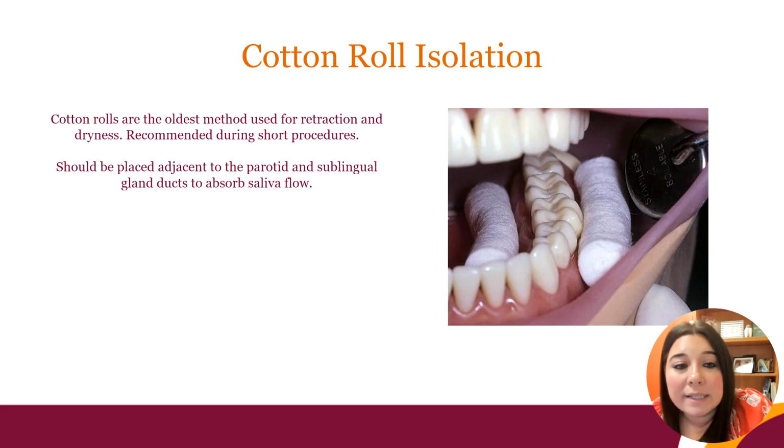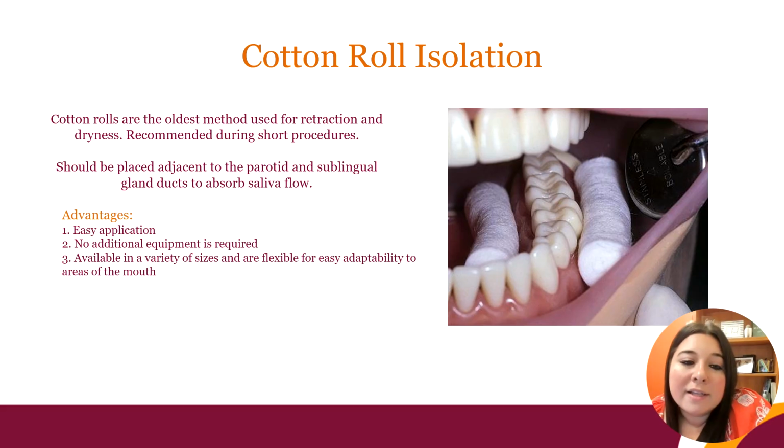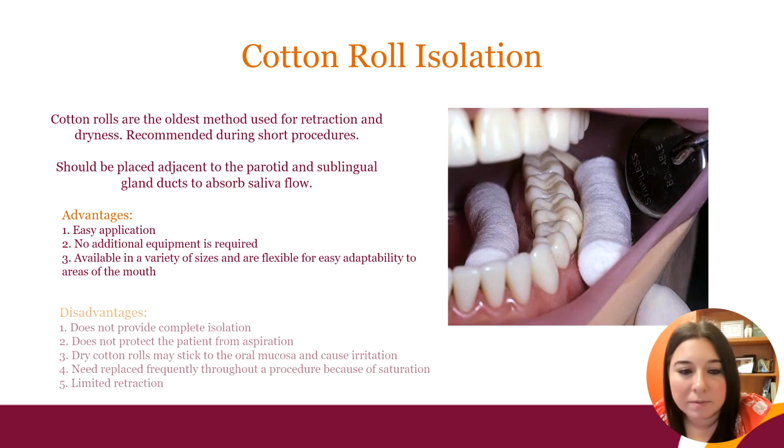Cotton roll isolation is one of the oldest methods. It's recommended during shorter procedures. They should be placed adjacent to the parotid and sublingual gland ducts to absorb saliva flow. Some advantages: they're easy to apply, no additional equipment is required, and they are available in many different sizes. You can cut them to size, or pull them outward to enlarge them. They're very flexible. Disadvantages include that they do not provide complete isolation.